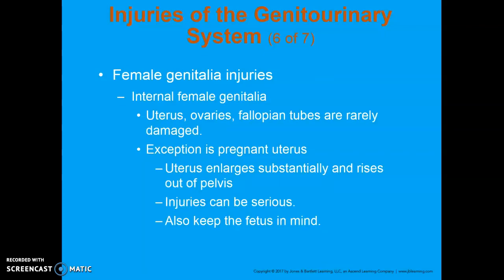For female genitalia injuries, you have the internal structures: the uterus, ovaries, and fallopian tubes. They're rarely damaged because they're relatively small, pretty deep down in the pelvis, and well protected. However, when a woman is pregnant, her uterus enlarges and obviously rises well out of the pelvis, so you can have injuries that can be extremely serious. The uterus has a very rich blood supply during pregnancy, and then, of course, you have the fetus to keep in mind as well.